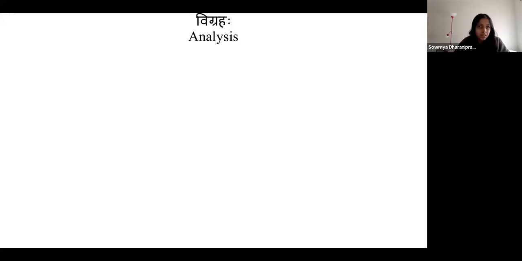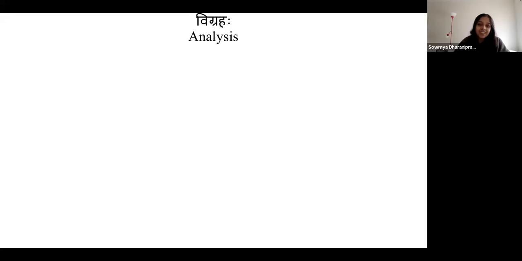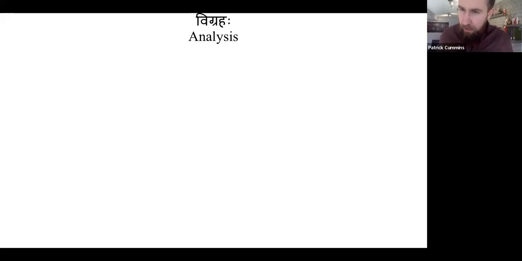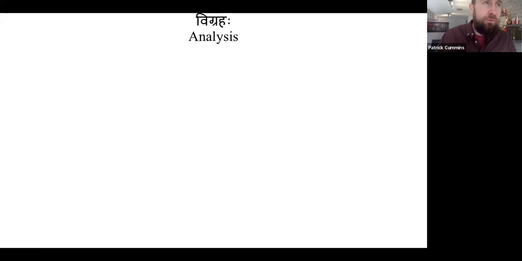Is it from grah, to grasp? Exactly. And what does vi mean? It's either an intensifier or the opposite. Kind of right, kind of right. It's sort of like apart. So literally it's to grasp apart, to kind of break apart, which is why I'm translating it as analysis, to dissect it. And a vigraha is to gloss a compound and unambiguously give its meaning in natural prose language.